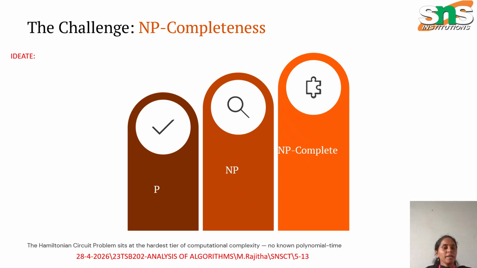The challenge: NP completeness. One of the reasons the Hamiltonian circuit problem is famous is because it belongs to the NP complete category. In computational complexity theory, problems are classified into P, NP, and NP complete classes. The Hamiltonian circuit problem belongs to NP complete, which means it is very difficult to solve efficiently. Currently, no polynomial time algorithm is known for solving all Hamiltonian circuit problems. As the graph size increases, the difficulty increases rapidly.